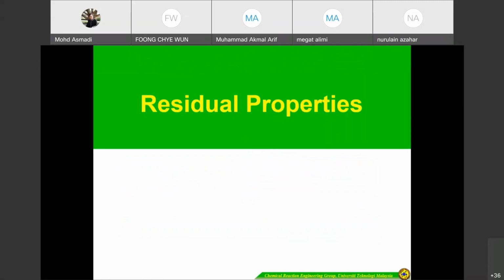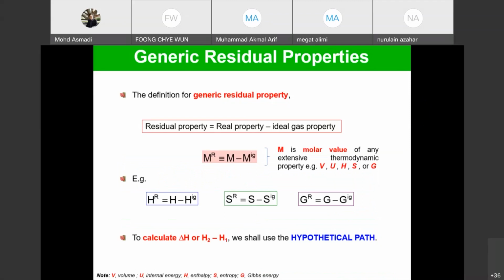Okay, the example. If we consider the generic residual properties, M^R is equal to M minus M^ig. So M can be V, U, H, S, and also G. Please remember M is just a symbol. It can be V or U, but generally we deal with H, S, and also G. We focus more on these.